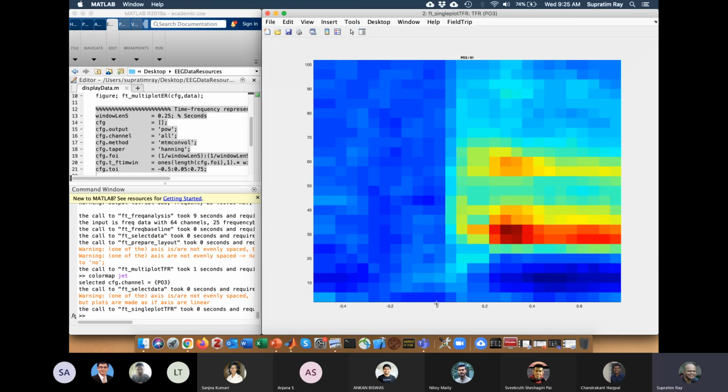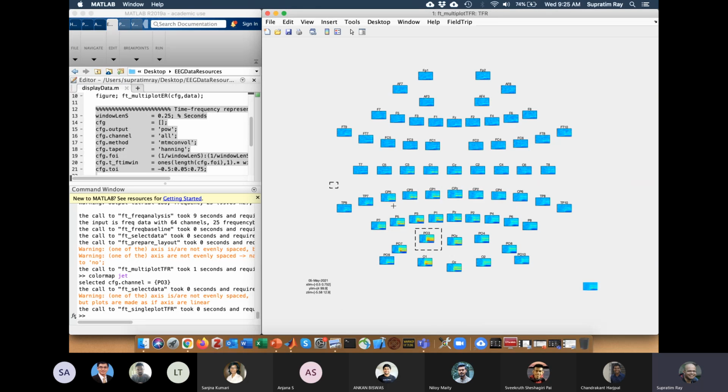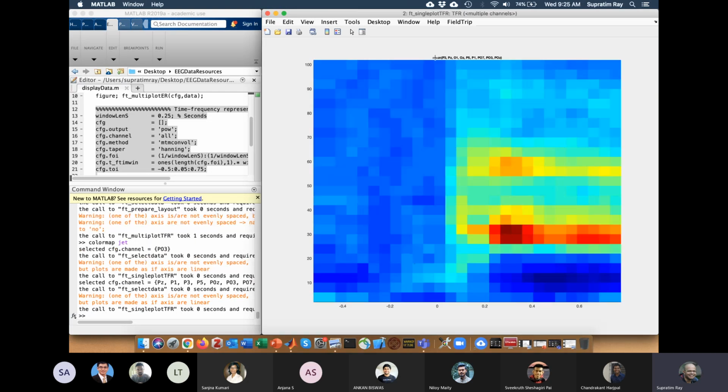See that? So this is 0. There's the slow gamma, and there's a fast gamma here as well. And this is the alpha suppression. This is for a single electrode, PO3. I could actually choose all these electrodes that produce a good gamma response, and this is the mean of all of these.